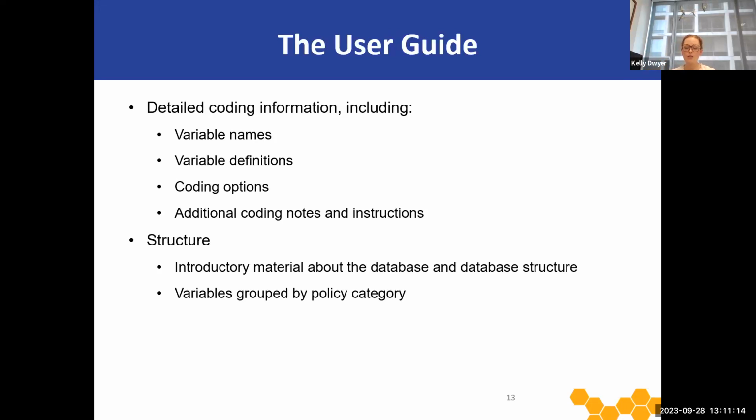The first step when using the data files is to review the user guide, which we also refer to as the code book on our project website. The user guide provides detailed information about the variables in the database, including variable names, definitions, coding options, and additional coding notes and instructions. The user guide also includes an introductory section that provides you with information about the full data files and database structure, followed by separate sections for each policy category and the variables that are contained in each policy category. Each individual data set has an associated code book that contains the relevant section of the user guide for that policy category.